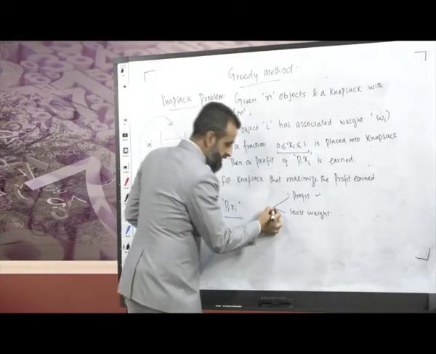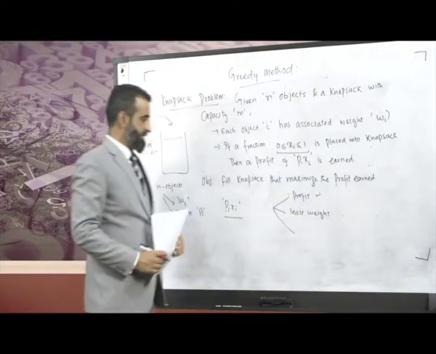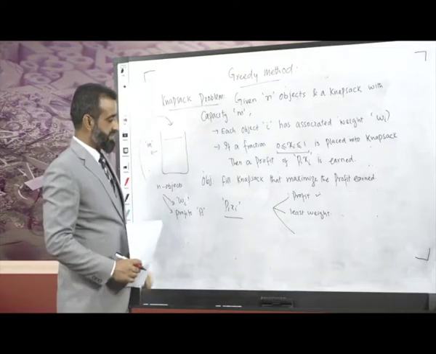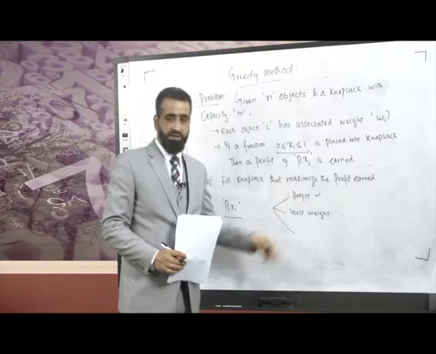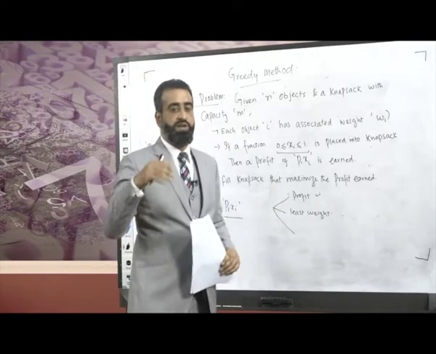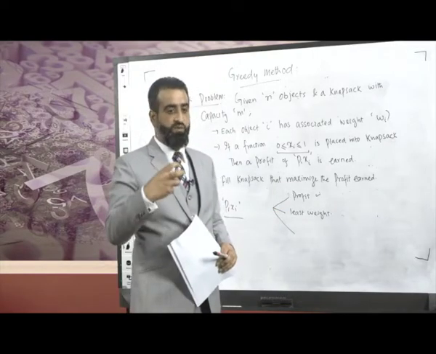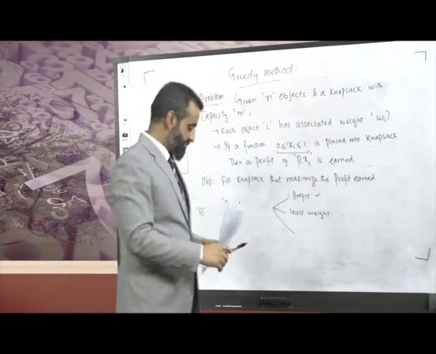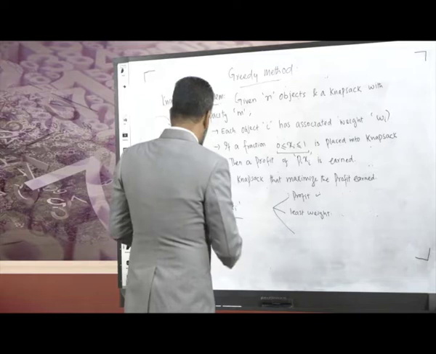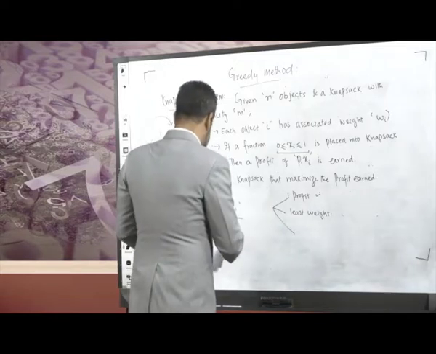And then there is a third approach. The third approach that this greedy method takes is that let's try to balance between these two. Let's try to balance between the profit and the weight. Let's try to take in terms of ratio. Every object has some weight, and every object has some profit associated with it. Let's take in terms of a ratio of these weights.